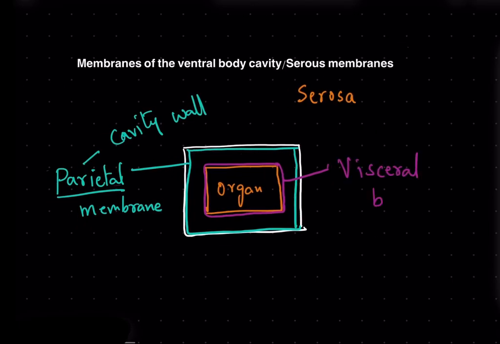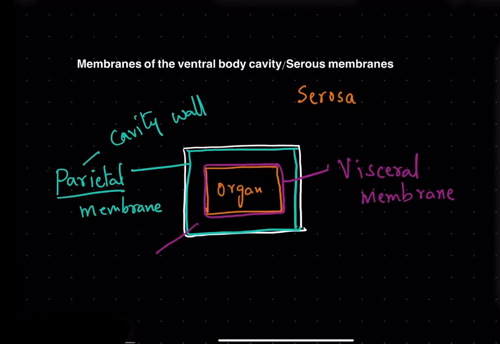So visceral membrane is the internal membrane, while parietal membrane is the external membrane. All right. So visceral membrane lines the organ, while parietal membrane is the one that lines the cavity wall. All right. Now these two membranes are separated by a space, and this space is called the serous cavity, which is filled with a fluid. Right. It's filled with a fluid, and this fluid is called the serous fluid.